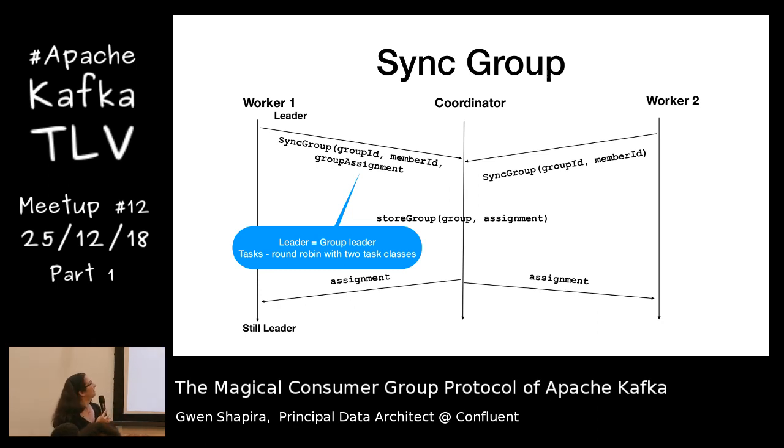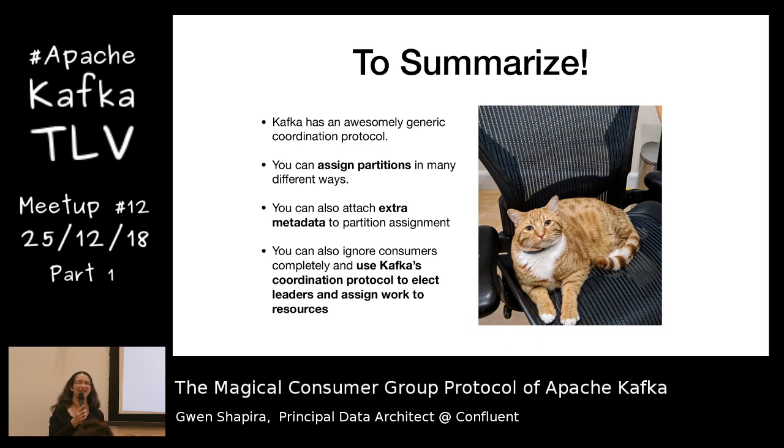Okay, summary. Kafka has an awesome coordination protocol. My first version was absurdly generic, ridiculously generic. My development team insisted that it's awesomely generic. Anyway, it's very, very generic. It's way more generic than we actually needed if it was just consumers. It allowed us to use it for a lot more. You can figure out your awesome and amazing ways of assigning partitions. I don't think Kafka is optimal by any stretch of imagination, so you can improve things.